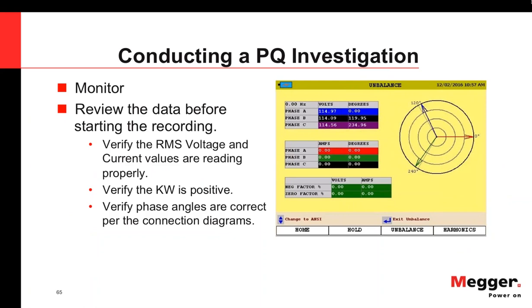Verify the CTs are in the proper direction. Verify that the unit is powered properly. Some units can be powered off phase A or auxiliary power, so you want to make sure everything's set and connected properly. Ground the unit for safety. And if you're leaving it outside, lock it up. Too many times you can go back and find it's not there.